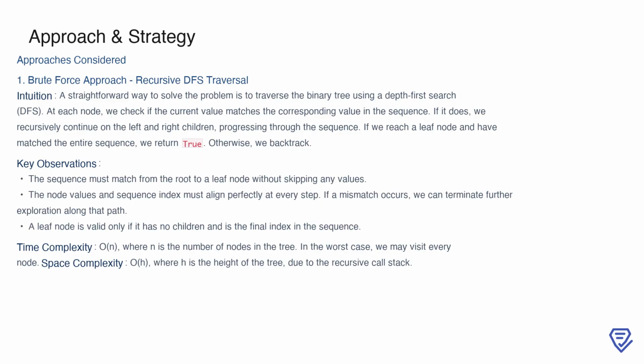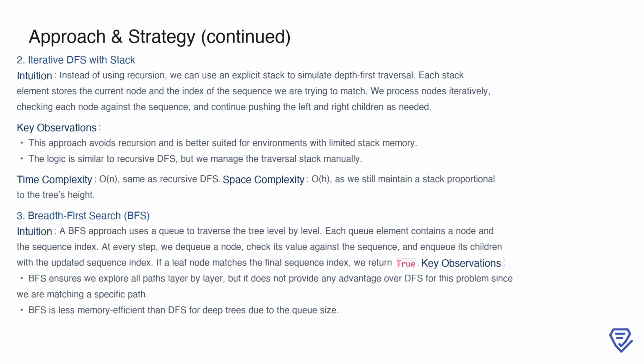The space complexity is O(h), where h is the height of the tree, due to the stack frames created by recursion. An alternative to the recursive DFS is an iterative DFS using a stack. Here, instead of relying on the system's call stack, we create a manual stack to store each node along with the sequence index we are trying to match.